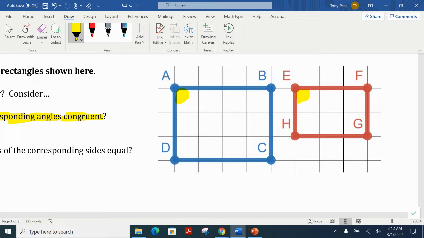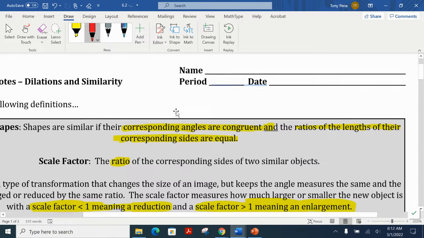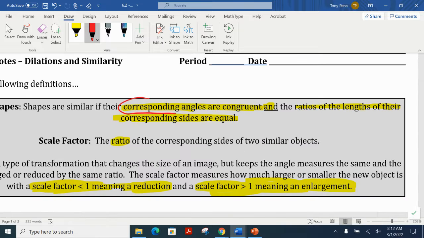We would know those degree measures. They're what, Armando? Yeah, these are 90 degrees. Aren't all of these angles 90 degrees? So in terms of are the corresponding angles congruent, the answer to this is definitely yes, because they are all 90 degrees. So we satisfy that first condition. If we go back up to our gray box, we've satisfied this one. The corresponding angles need to be congruent.